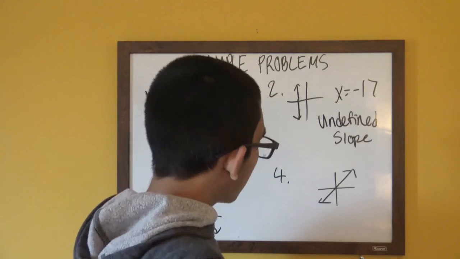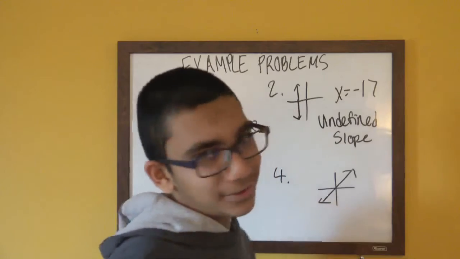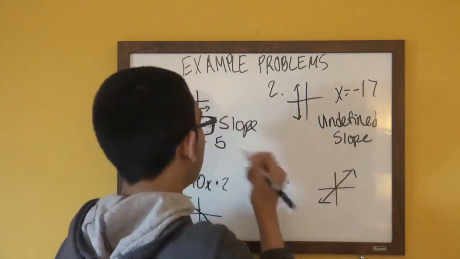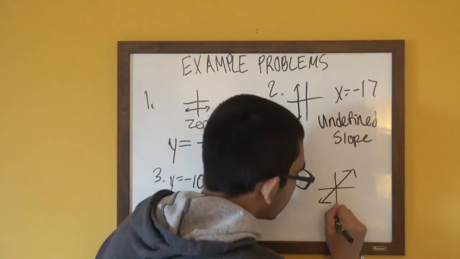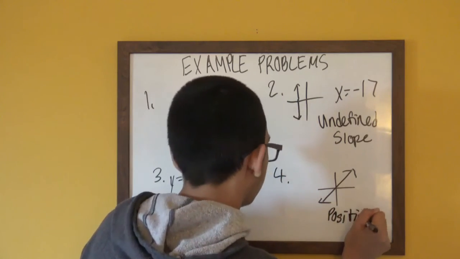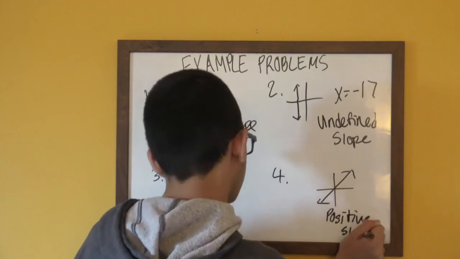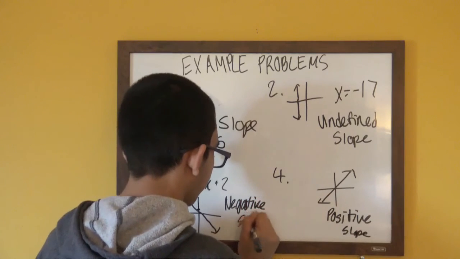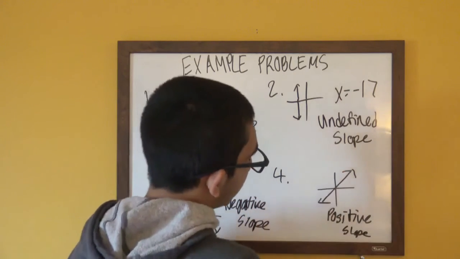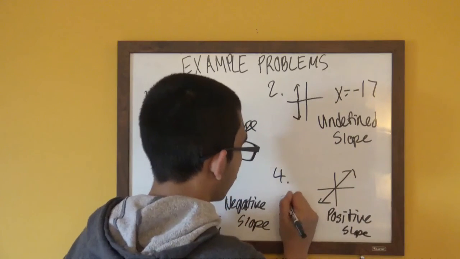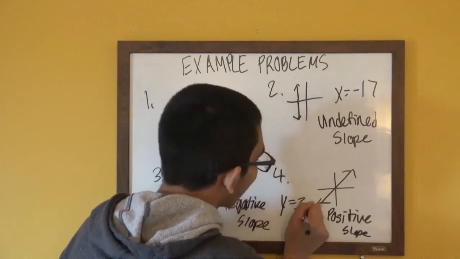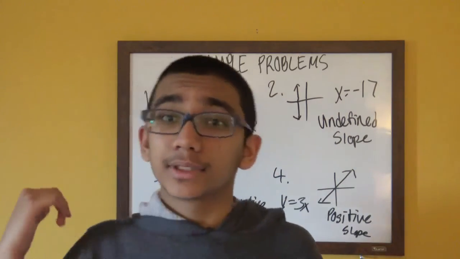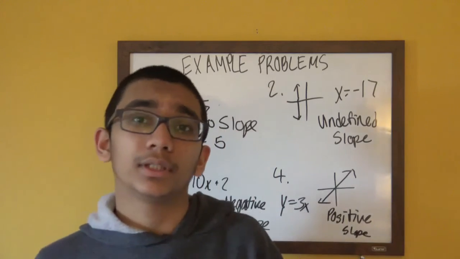And of course, it basically doesn't have a y-intercept. It's pretty much at the origin. So there is no y-intercept, so the b is already out. And we know it's a positive slope. And this was a negative slope. Okay, and let's just make a slope for this. So y equals 3x.